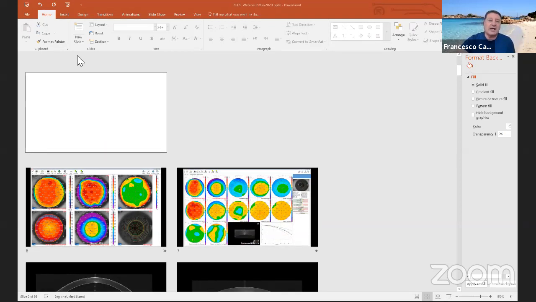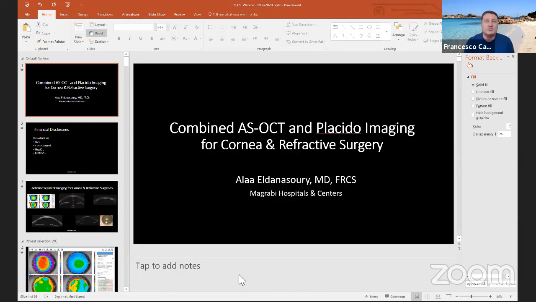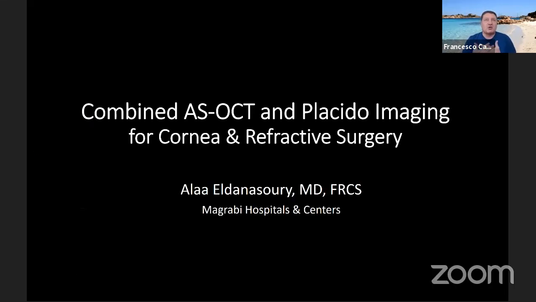Mohamed Alaa has a huge experience in all the anterior segment surgery, but he has always been very focused on cornea, both as regards refractive approaches and therapeutical approaches. So it's my pleasure to introduce him to you to show you how the combination of an anterior segment OCT and placido imaging can be useful for that purpose.